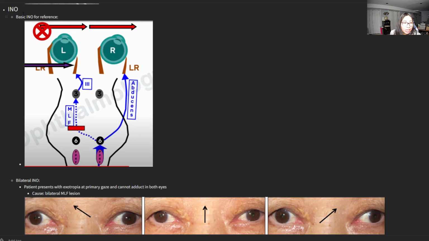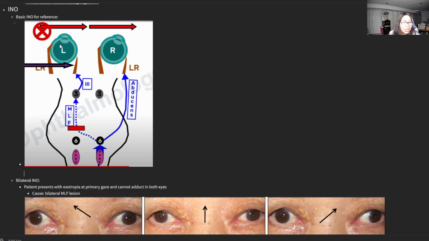So here I just have a reference picture that I took from a YouTube video, which I will link as well because it's very helpful regarding INOs. The main thing that would cause an INO is a lesion in the MLF. In this case, for example, if the left eye is the one that's having difficulty, then it would be the left MLF that has a lesion. So it'd be the same side, ipsilateral.